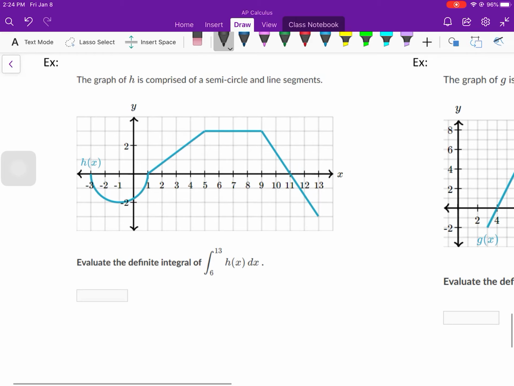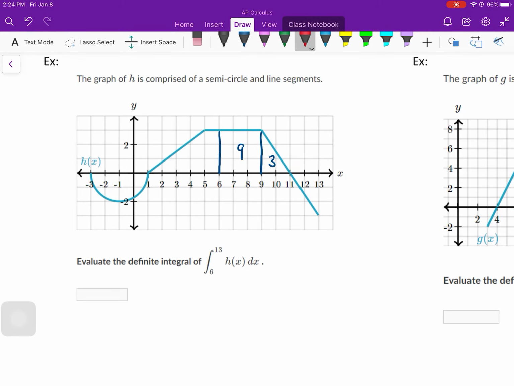Okay, this one, evaluate the integral from 6 to 13. So we're probably going to have to divide this up into different integrals. So 6 is right here. And really, we're already dividing these shapes. See, that would be 9. Area would be 9. 2 by 3 would be area of 3. And then to 13, I'm going to do this in red because this is negative area. That's a 2 by 3, so that would be -3. So from 6 to 13, the area would be 9 plus 3 minus 3, which is 9.